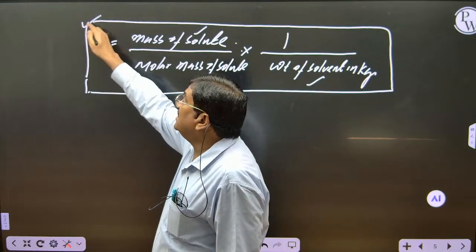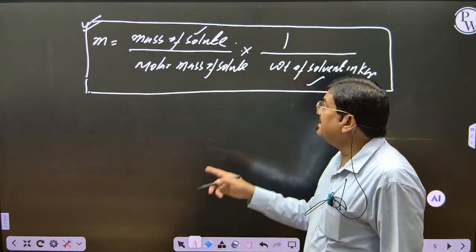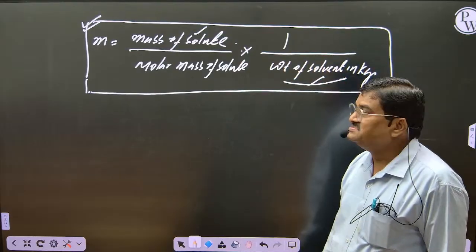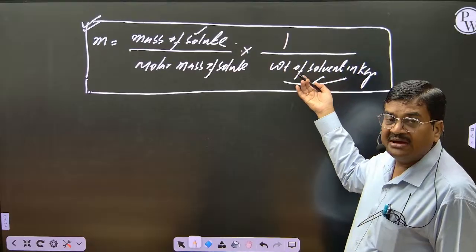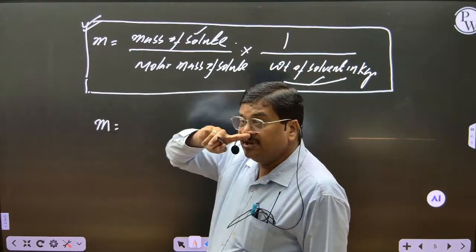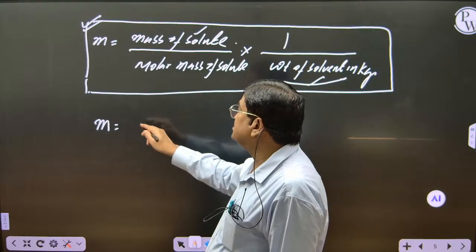This is an important relation. Sometimes the mass of solvent may be given in grams instead of kg. Then you have to convert the grams into kg. Then what is the relation? As you know, 1 kg, how many grams? 1000 grams, no? So then what should I write?